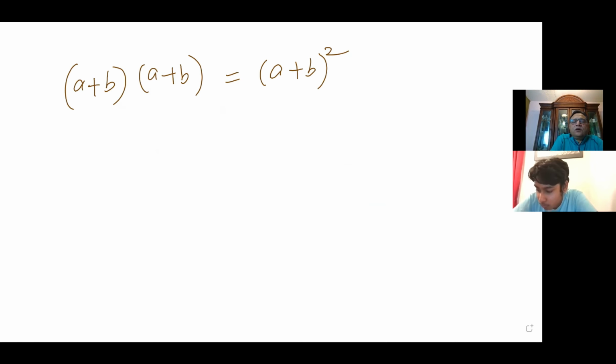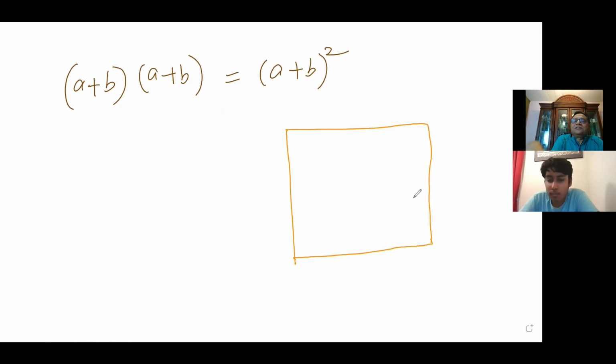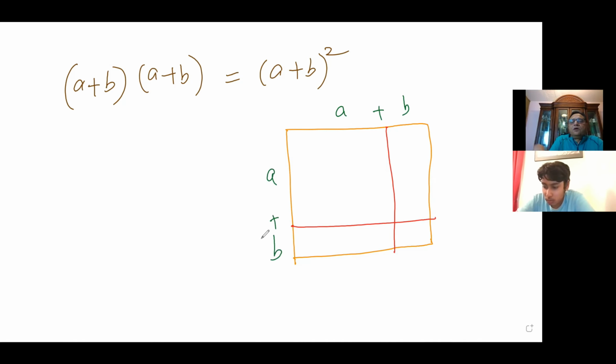So we'll again go to our area model and say, let us say we make a square whose sides are a plus b each. Is it okay? By making a square whose sides are a plus b, that means one side is a, the other is b. Let me rewrite all the values here. Okay, so we have a plus b, and we have a plus b, right? So we have a plus b times a plus b, and we are using the area model.